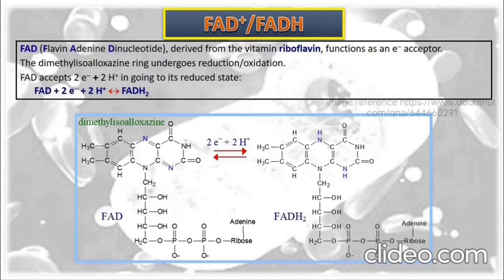Coming to the next important molecule, FAD and FADH2. FAD means flavin adenine dinucleotide. It is derived from the vitamin riboflavin. It functions as an electron acceptor. The dimethyl isoalloxazine ring undergoes reduction or oxidation. FAD accepts 2 electrons and 2 protons in going to the reduced state. FAD plus 2 electrons plus 2 protons gives FADH2. Given below is the pictorial representation of the FAD and FADH2 molecule.